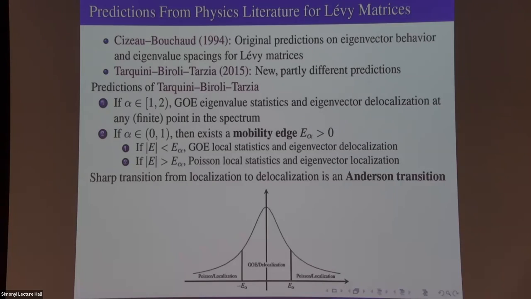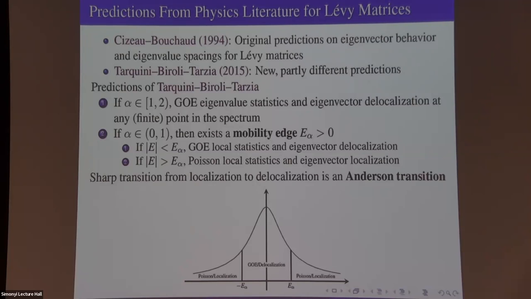Okay. Let me get to these mobility edge predictions. The original work of Cizeau and Bouchaud, around 25 or 30 years ago, made the original eigenvector and eigenvalue predictions for what you should see in these Lévy matrices. A lot of the work was based on numerics. And the thing about heavy-tailed random variables is that if you ever try to do numerics on them, they're not very reliable. Also, 20 or 25 years ago, computers were at a different level. So some of their predictions had to be modified in somewhat recent years.